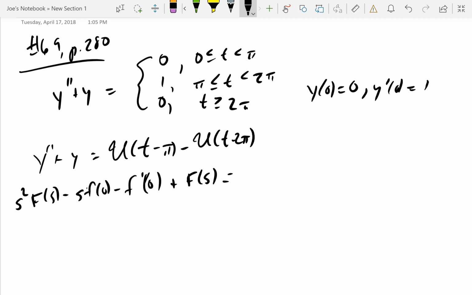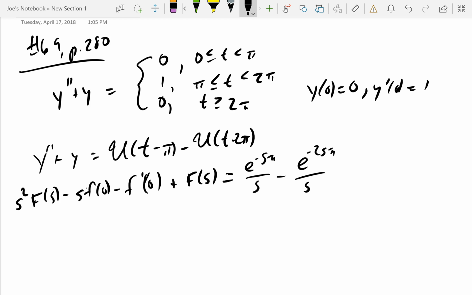On the right-hand side, we have to make use of the Laplace transforms of these things. So remember, the unit step function shifts our Laplace transform with that e to the negative s a factor, where a is this number that's being subtracted here. So for this one, the a would be pi. For this one, the a would be 2 pi. The function we're doing the Laplace transform of here is just 1, and it's also just 1 here. The Laplace transform of 1 is 1 over s. So we would have e to the minus s pi over s minus e to the minus 2 s pi over s.